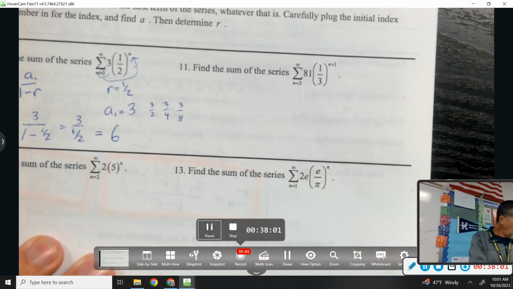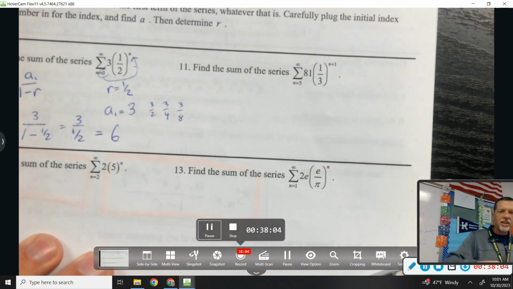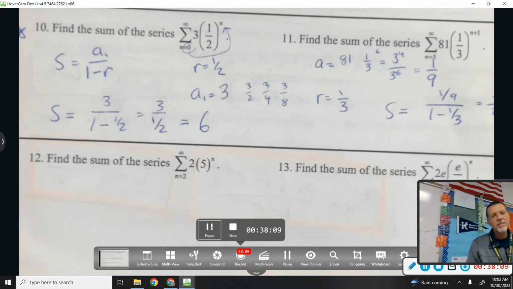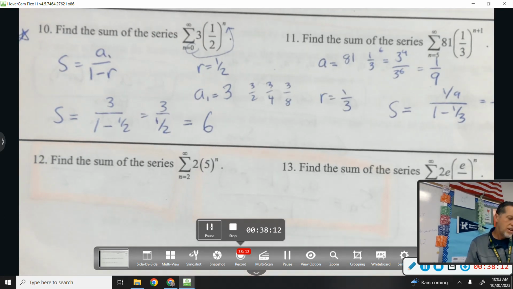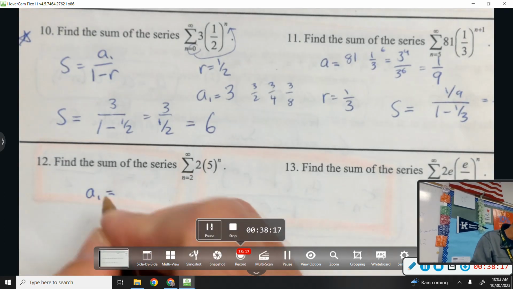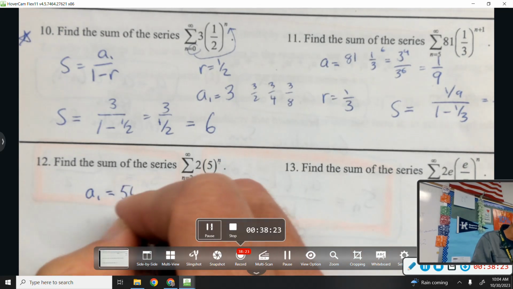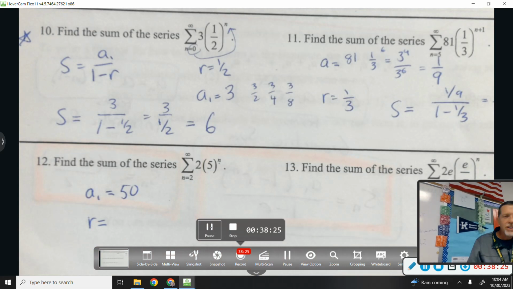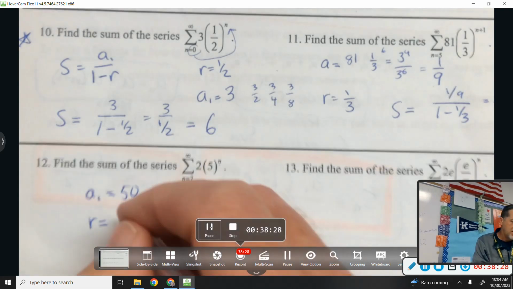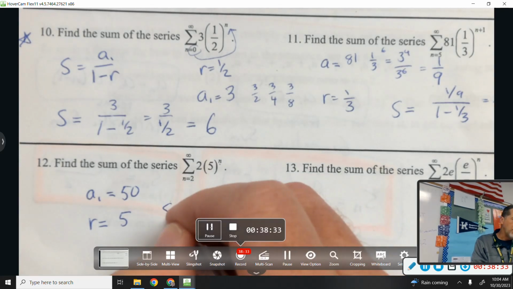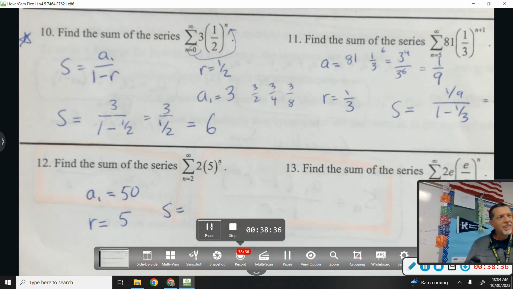Why don't you try number 11? Number 12. How do you want to do number 12? Let's see, the first term would be 5 squared is 25 times 2 is 50. What's r equal to? 5. So the infinite sum. What's that? I think you're right, Victoria.